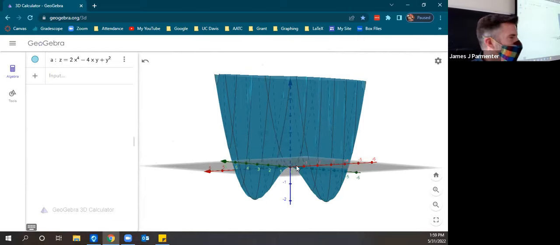Kind of neat. I always think saddles look neat. They just look neat to me. They really do look like a pair of pants, or like a saddle, because why would, right? They're called a saddle for a reason.